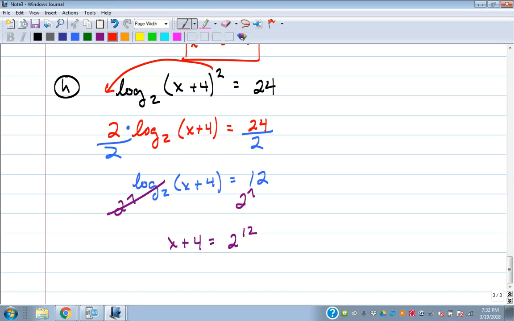Okay. What's 2 to the 12th power? 4,096. And then subtract 4. 4,092. That's what x is. That worked out nice. So getting the log by itself, definitely helpful. Okay. And then exponentiate.